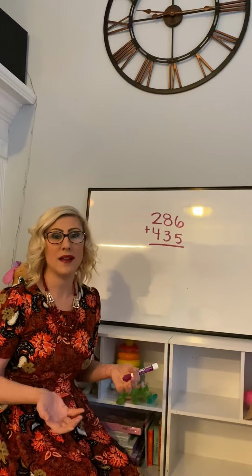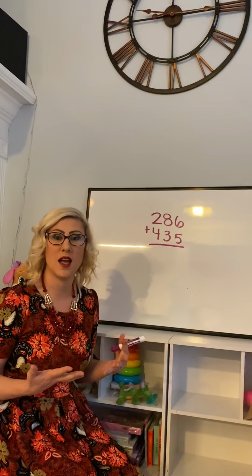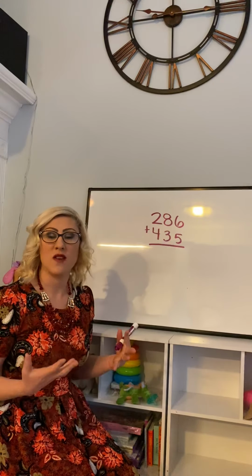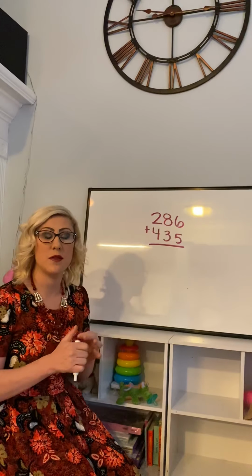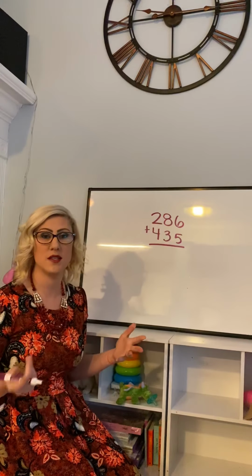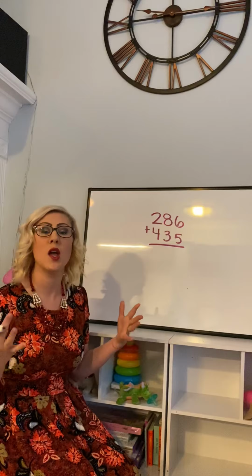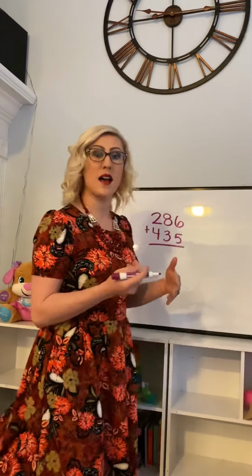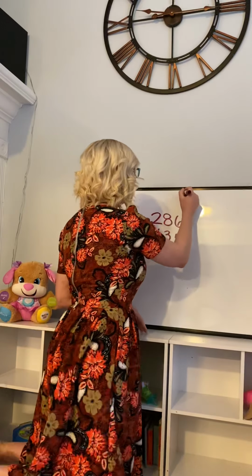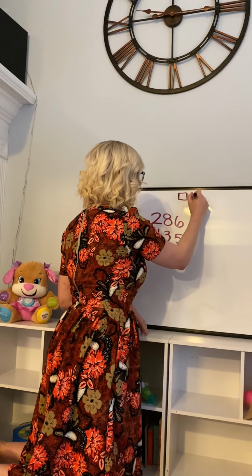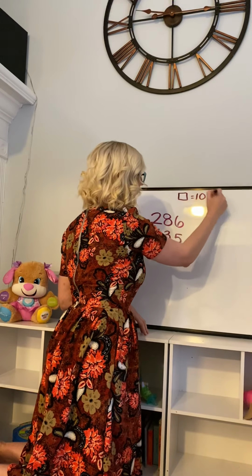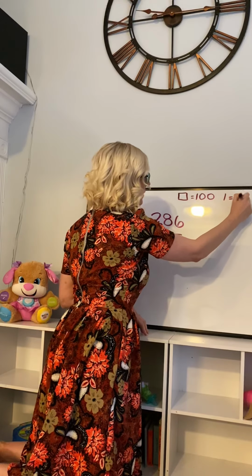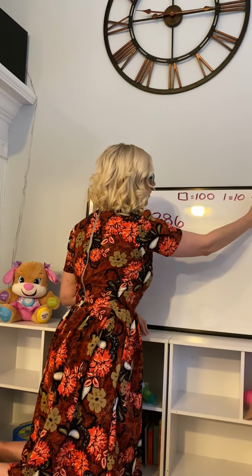In Common Core, we like for students to have an understanding of what the place value of each number means, and the base 10 method allows students to really see what they're doing when they're manipulating these numbers and combining them. So for the purpose of this problem and solving it, a square will equal 100, a stick will equal 10, and a dot will equal 1.